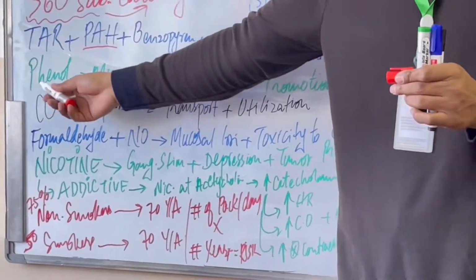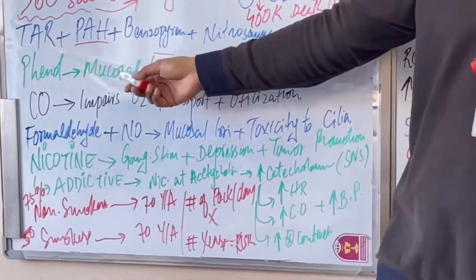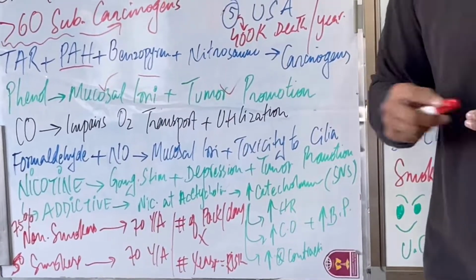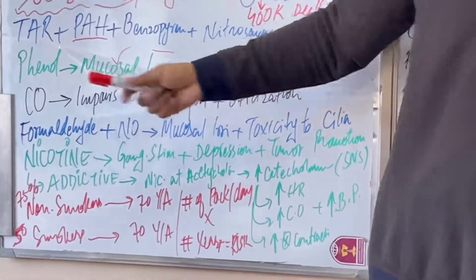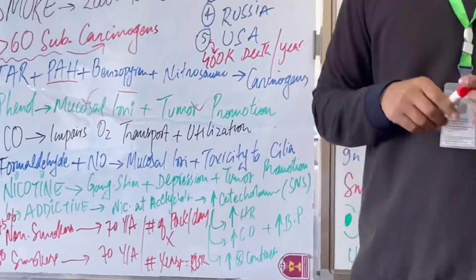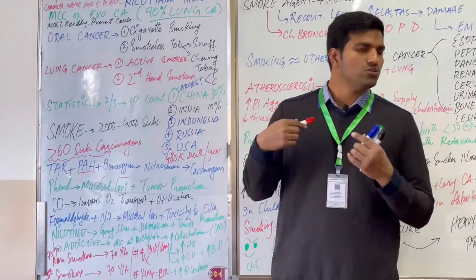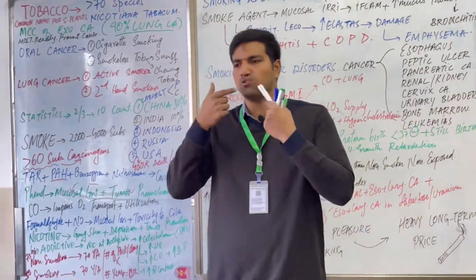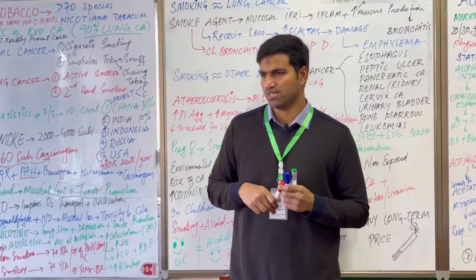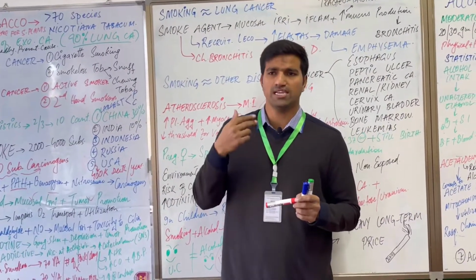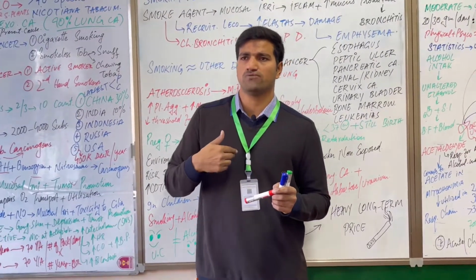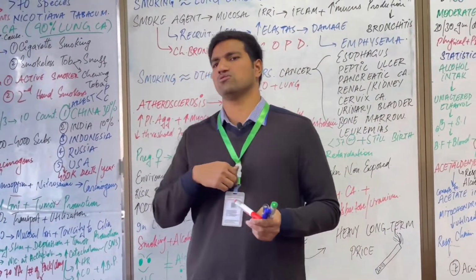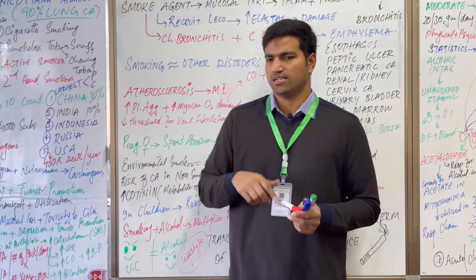Then we have talked about phenol. The mechanism of action is mucosal irritation and tumor promotion. Mucosal irritation: when phenol, an agent in the smoke, irritates the mucosal lining of the tracheobronchial tree, it ends up with inflammation of the mucosa and increased production of mucus, and as a protective reflex, cough. After smoking, people do cough. Why? Because smoking agents irritate the mucosa of the tracheobronchial tree, which ends up in increased mucus production, and to clear that airway, there is a cough.